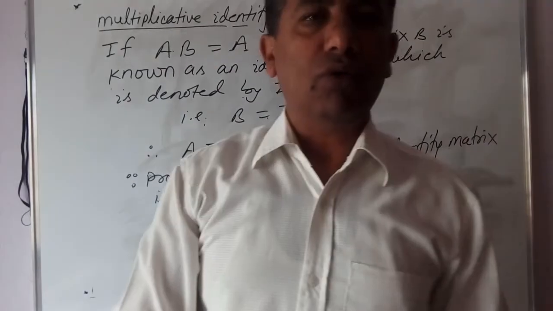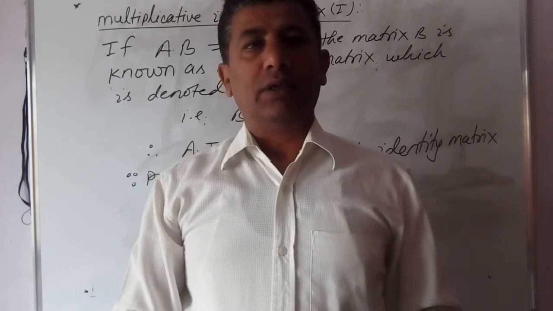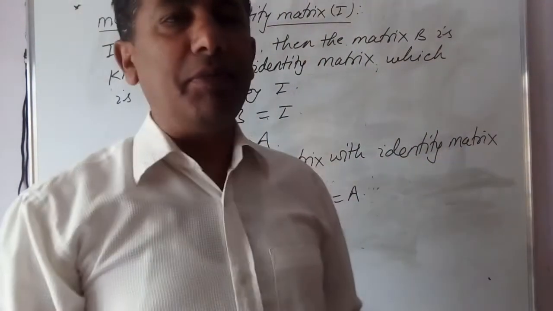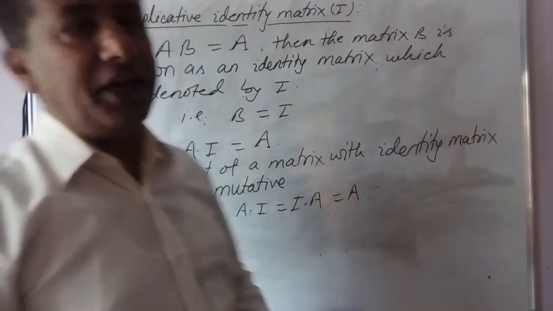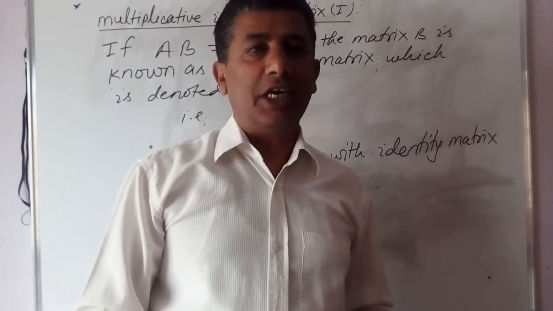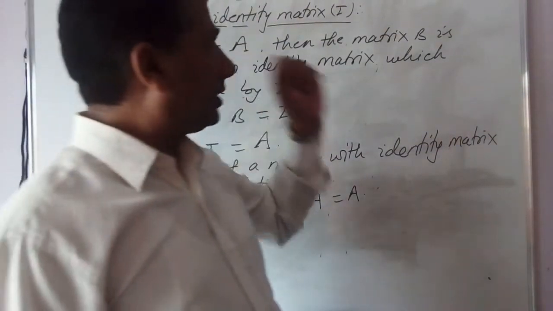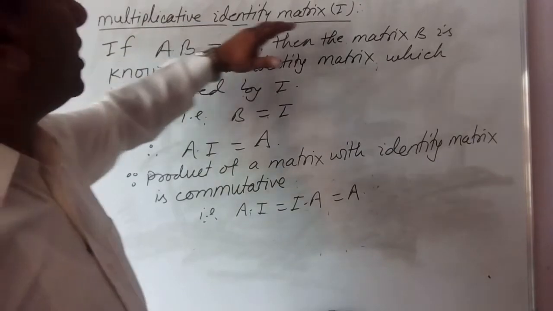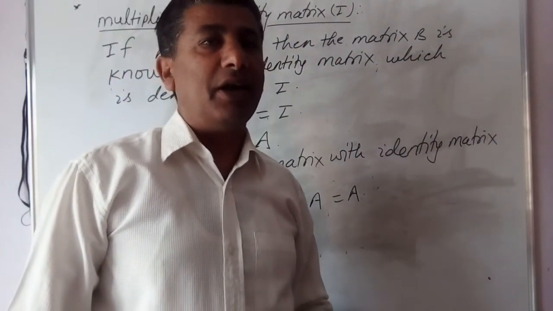I am going to make a video on the chapter Matrix: identity matrix. What is the multiplicative identity matrix? Another topic is the transpose of a matrix. Today's video is related to that. First, let's come to this topic, the multiplicative identity matrix, which is denoted by capital I.